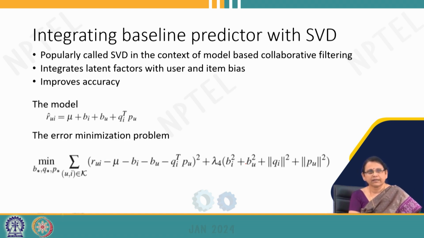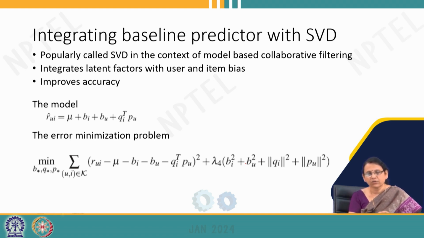Now in this baseline predictor, what was the idea? The idea was that rating reflects three things: the average behavior of how users rate the items, that is represented by mu, then user bias and item bias. Now here in this new model, it considers that not only user bias and item bias, we can also include the latent factors corresponding to users and items.